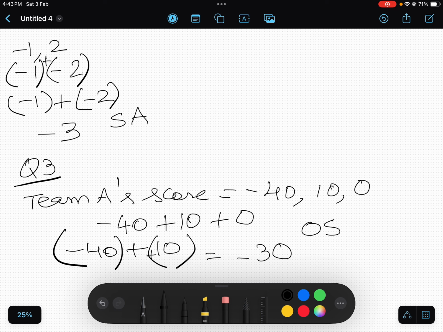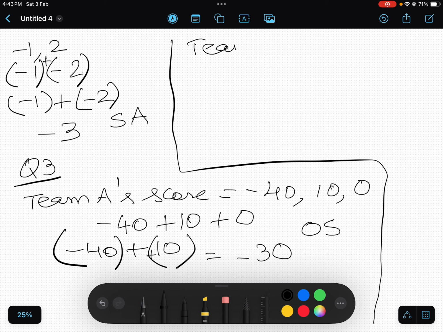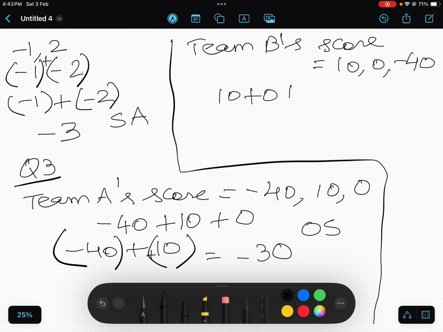Now what about team B? Let us look at team B's score. It is given as 10, 0 and minus 40. Again, to find out the total of team B's score, you have to add everything. So leave the 0. Now you are left with the problem like this.